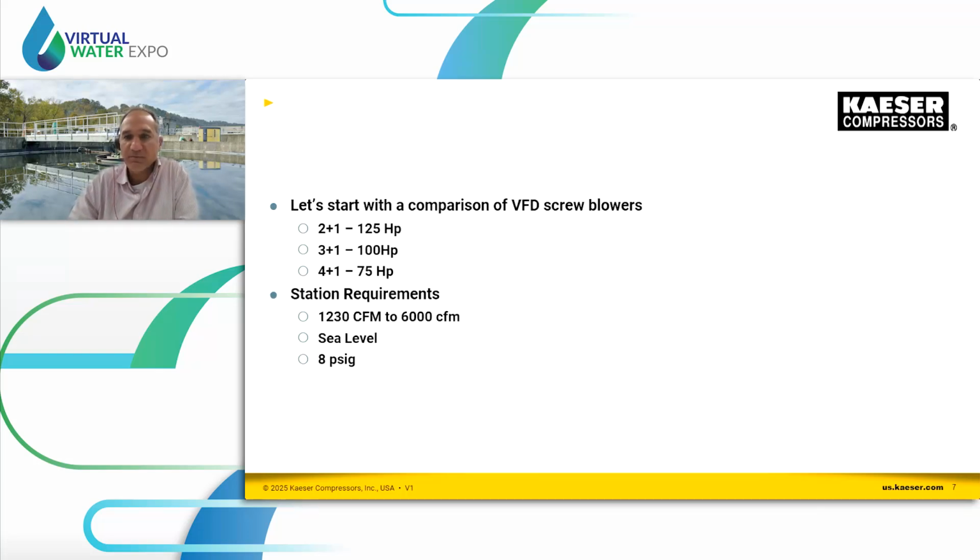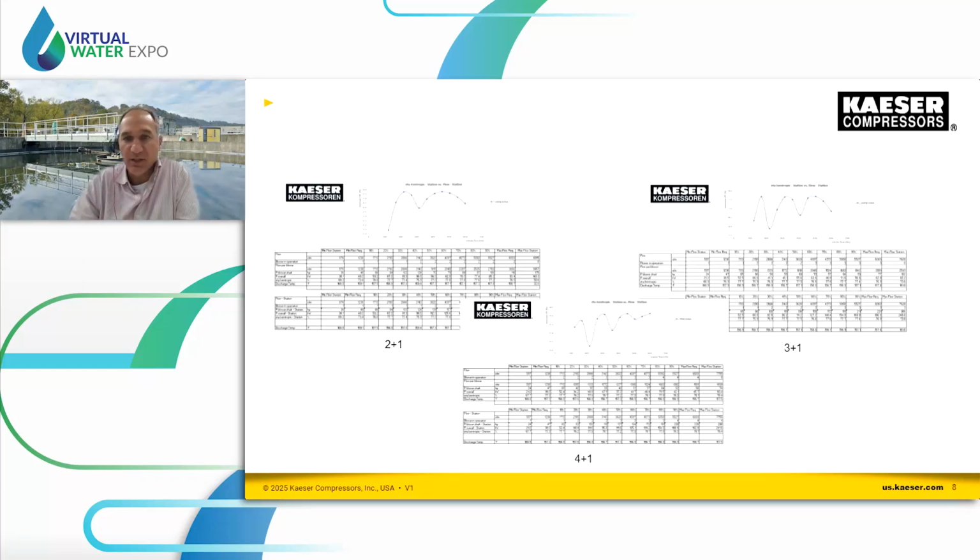So let's have a look here at all screw blowers. I'm going to look at a 2 plus 1, a 3 plus 1, a 4 plus 1. You can see the motor sizes I selected. There's our control range, and we're at sea level and 8 psi. Really nothing interesting about that other than we're using these values for our evaluation. So here are the three stations: our 2 plus 1 at the top left, our 3 plus 1, and the 4 plus 1, and we have our efficiency curves for the system.